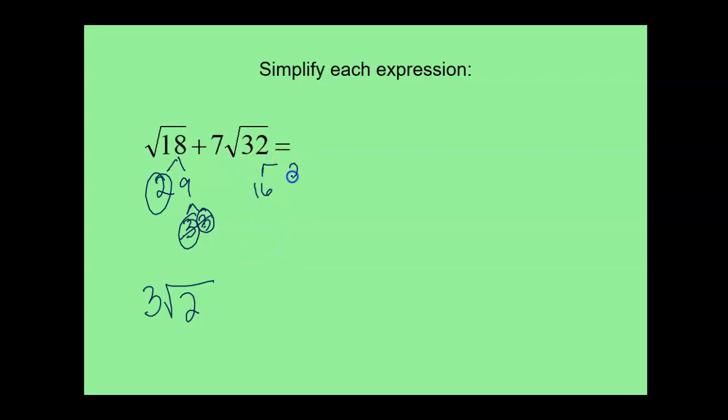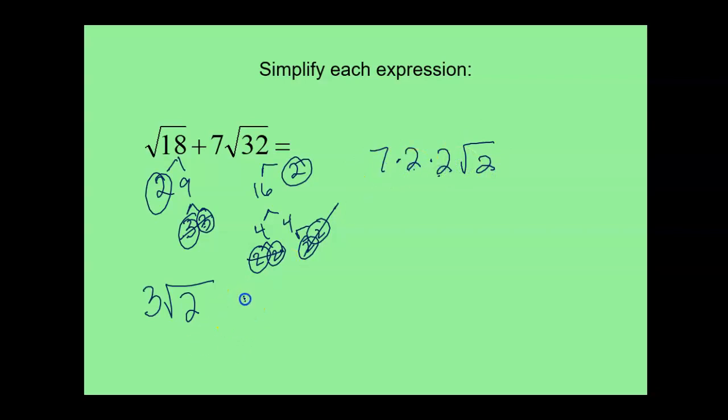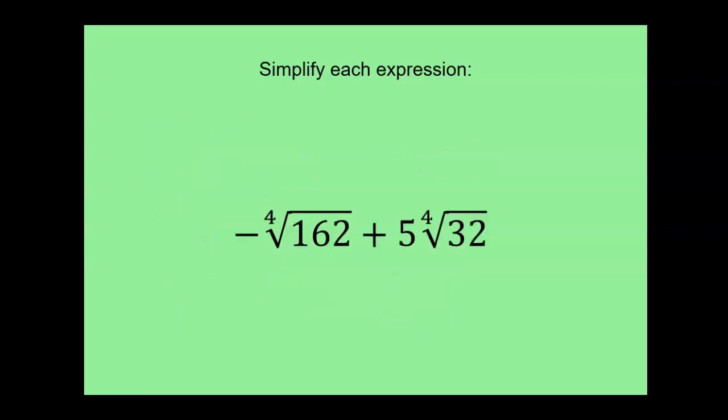32 is 16 and 2. 16 is 4 and 4, and each of those are 2 times 2. So on this one, I can bring out a 2 for that one. There's already a 7 here, so I'm going to multiply it by the 7. There's another 2 I can bring out there, and that one stays underneath. So 7 times 2 is 14, and 14 times 2 is 28. So it's 3 square roots of 2 plus 28 square roots of 2 equals 31 square roots of 2. All right.